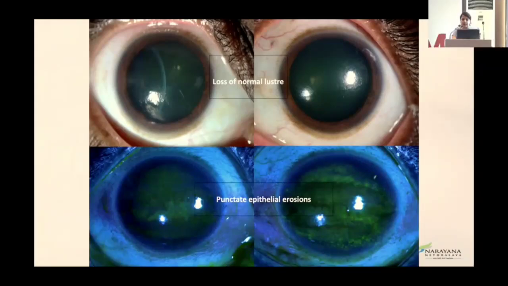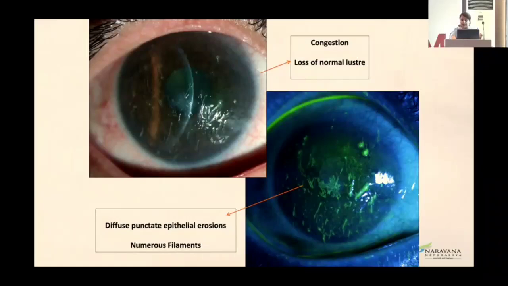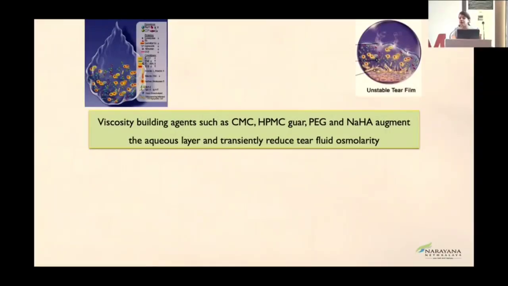This is a lusterless cornea where you can see that the tear film is reduced, and when you stain you see multiple punctate epithelial erosions. This is a case where there are numerous filaments on the cornea in severe aqueous deficiency. So how to treat them?